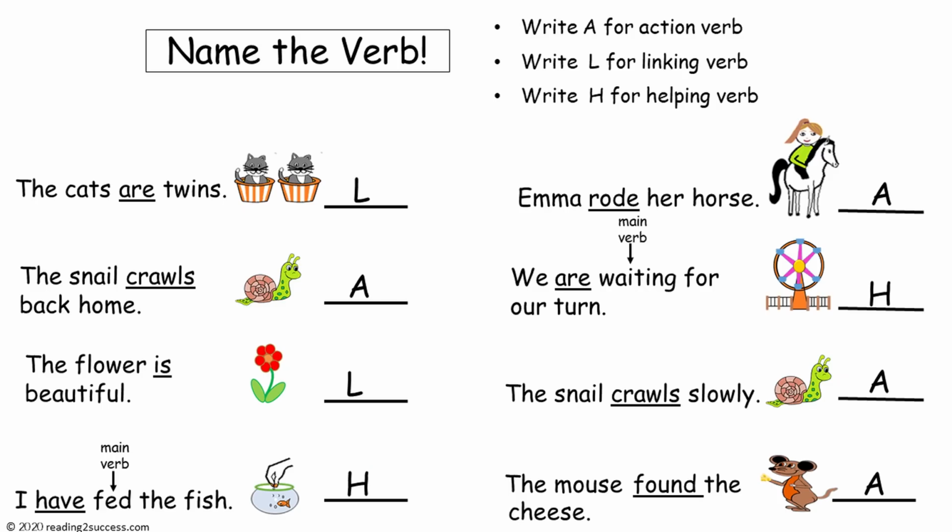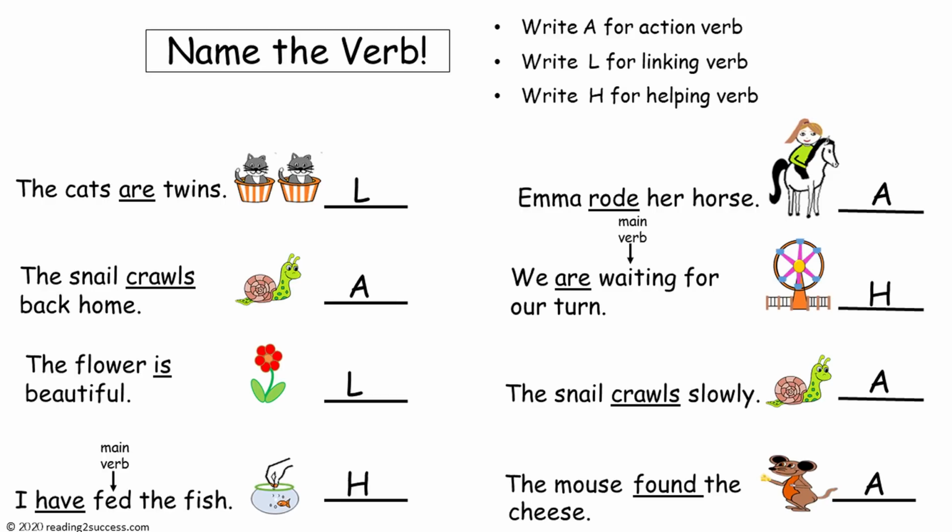And now let's check our answers. The cats are twins. Are is underlined and are links cats to twins, so it is a linking verb. The snail crawls back home. Crawls is an action verb, so we write A for action. The flower is beautiful. Is is underlined and it links flower to beautiful, so we put an L on that line for linking. I have fed the fish. Have is the helping verb for fed, so we put H for helping verb.